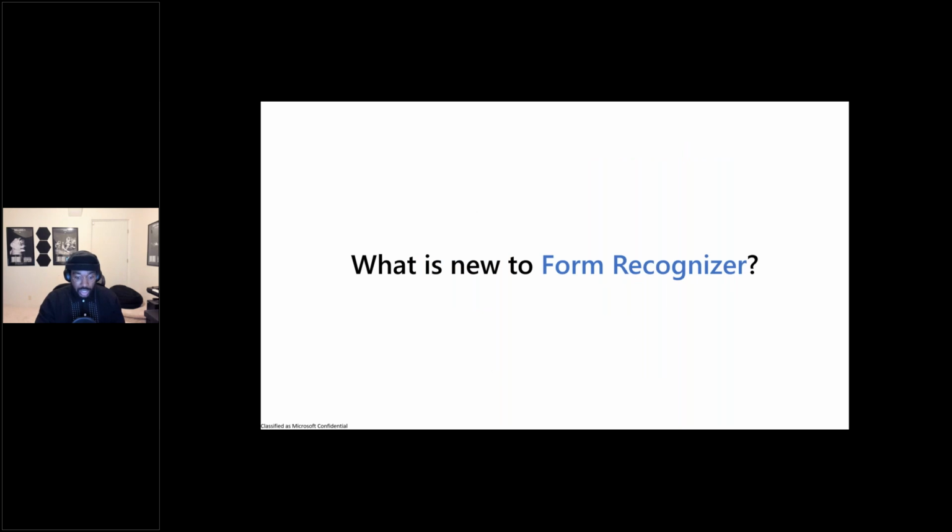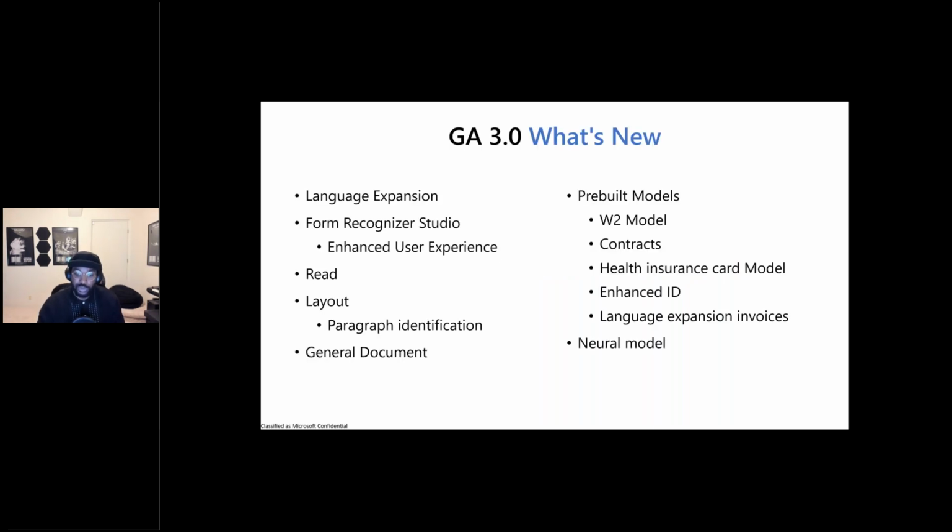All right. So now you have ample background on the ways to use the service. Let's get into the interesting part and look at what the team has been working on and what is now available with Form Recognizer GA 3.0. Okay, so first we're going to look at the new languages coming to Form Recognizer. Then we're going to take a look at the new studio. Afterwards, we will check out the new Read API and the brand new paragraph identification and layout. After that, I'll demo the new general document model, along with some of the new features coming to the pre-built models, including the three all-new models: the W-2 model, the health insurance card model, and the contracts pre-built. Last but certainly not least, we will look at the new powerful Neural model.